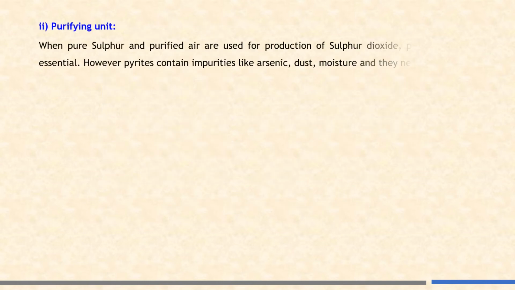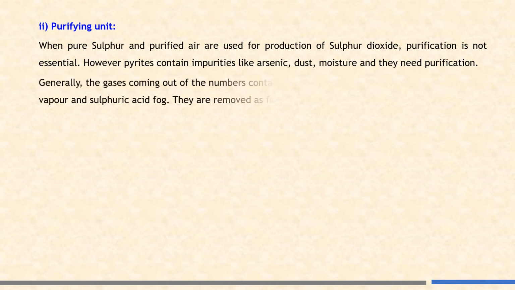Purifying unit. When pure sulfur and purified air are used for the production of sulfur dioxide, purification is not essential. However, pyrites contain impurities like arsenic, dust, and moisture, and therefore they need purification. Generally, the gases coming out of the burners contain impurities like dust, arsenic oxide, water vapor, and sulfuric acid fog. They are removed as follows.